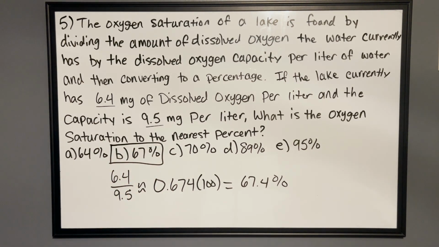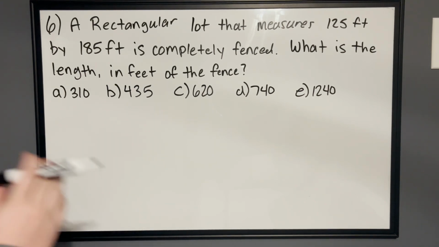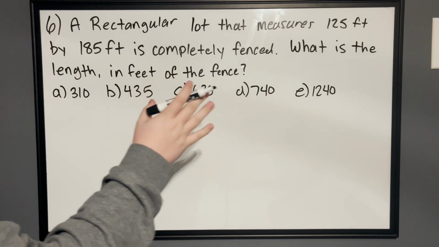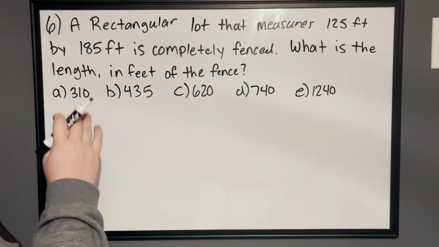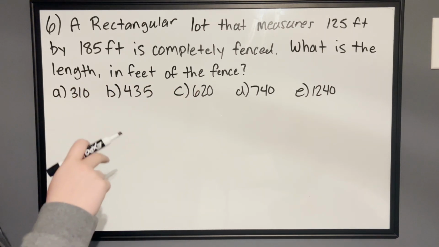So let's go ahead and move on to question number 6. Okay, so here we have question 6 of the ACT. It says a rectangular lot that measures 125 feet by 185 feet is completely fenced. What is the length in feet of the fence? So we know that if it's a rectangle, 2 sides are 125 feet and 2 sides are 185 feet. And the fence is the entire length of the perimeter of the rectangle.